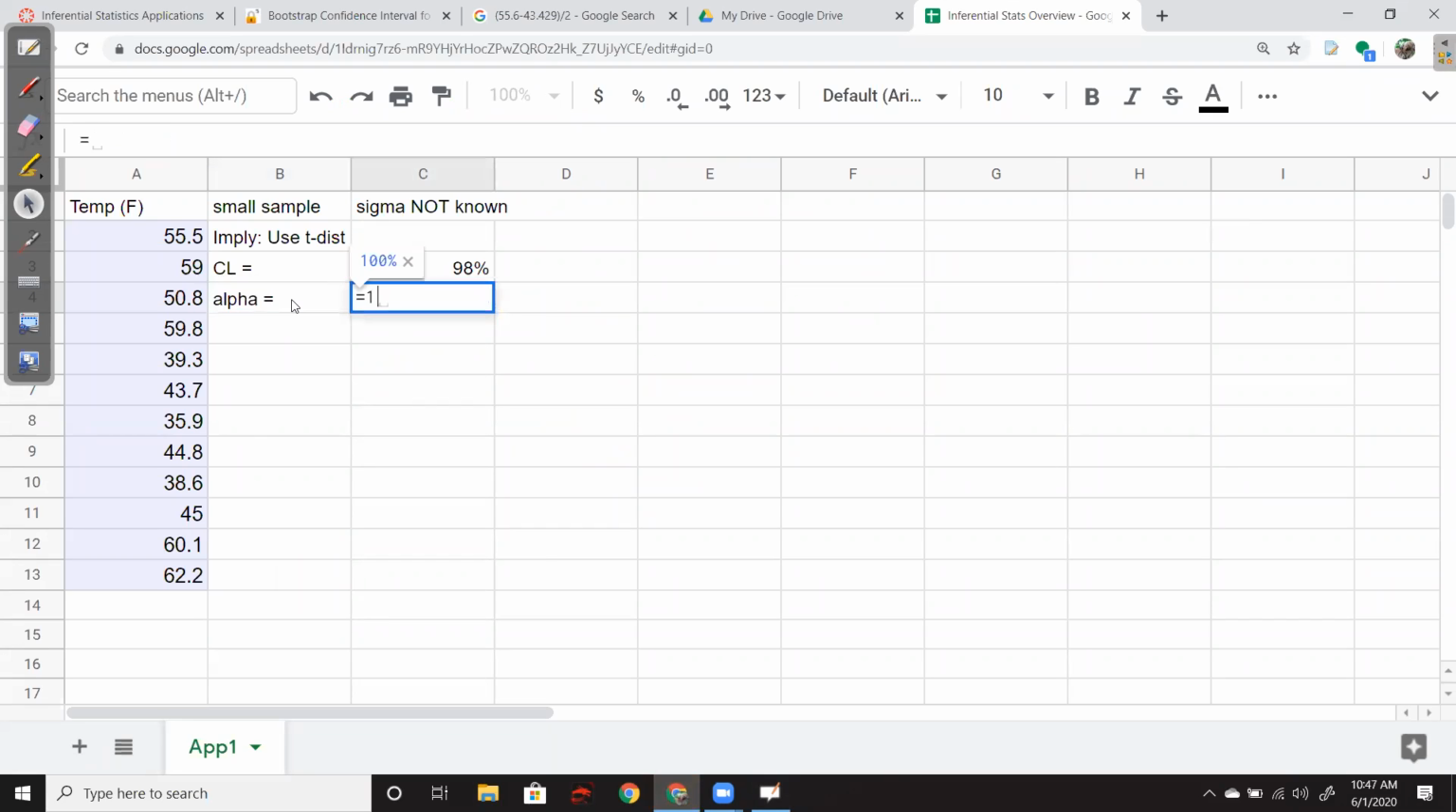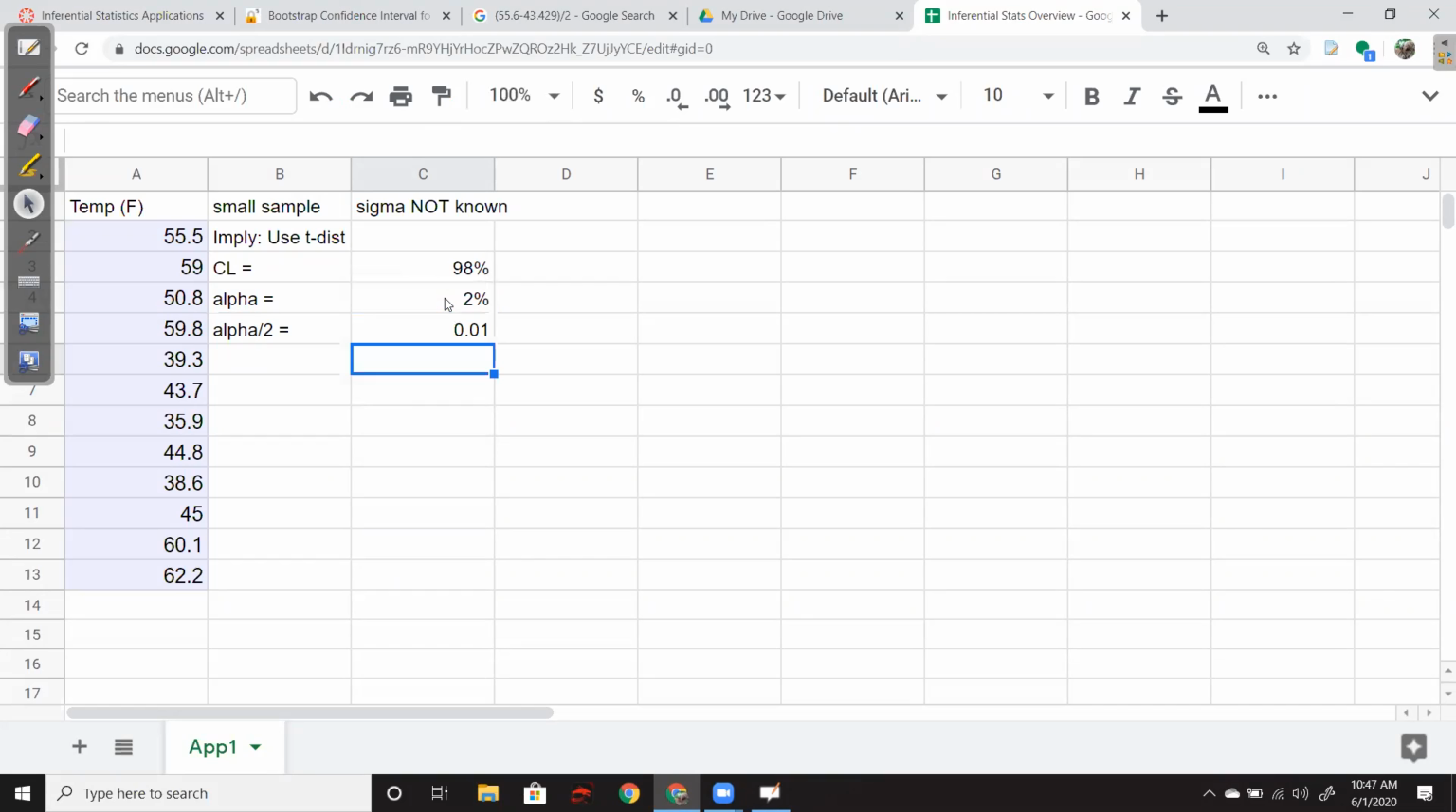Alpha is always 1 minus the confidence level, and whether you want to leave it as a percent or a decimal is up to you. Then I need the left or the right tail. They're both the same, so that's what we call alpha over 2. You may remember seeing this in the book way back 3 weeks ago: equals this number over 2.